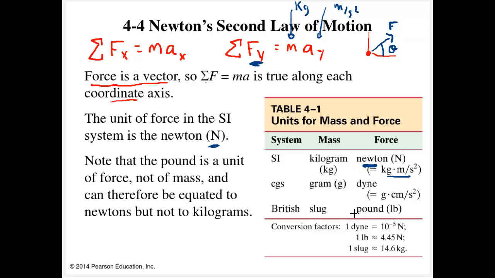Let me also say really quickly, looking at table 4.1, that in the British system that we're used to, the unit of force is pound. This is why people often get confused and say that mass and weight are the same thing, because we're used to the British system where the unit of mass is slug. We tend to think of how much our weight is, how much force we apply to the ground, as how massive we are, but that is not true. The weight is not equal to the mass, and you can clearly see that in the units of the SI system.